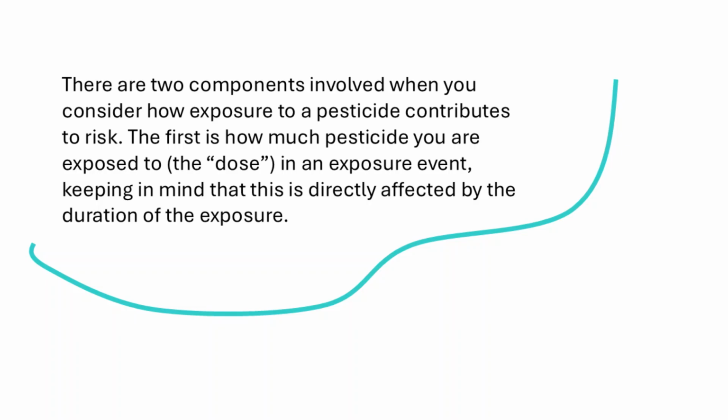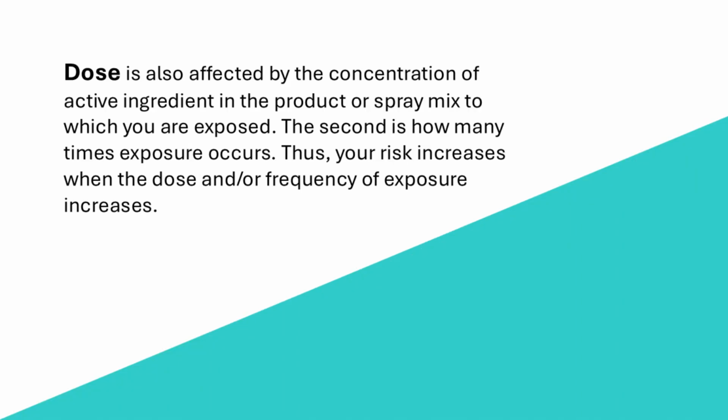There are two components involved when you consider how exposure to a pesticide contributes to risk. The first is how much pesticide you are exposed to, the dose, in an exposure event, keeping in mind that this is directly affected by the duration of the exposure. Dose is also affected by the concentration of active ingredient in the product or spray mix to which you are exposed. The second is how many times the exposure occurs. Thus, your risk increases when the dose and/or frequency of exposure increases.